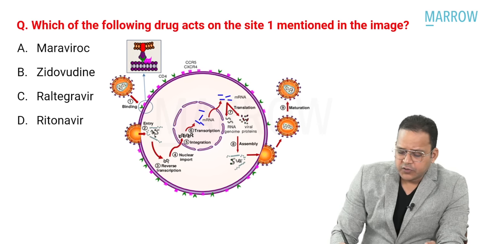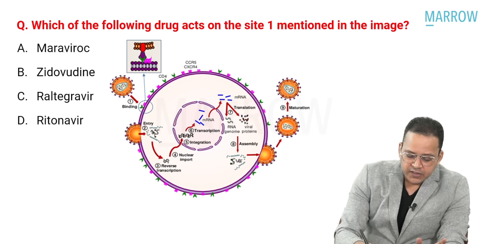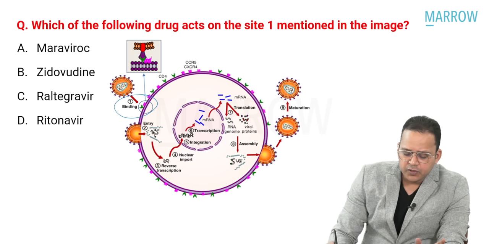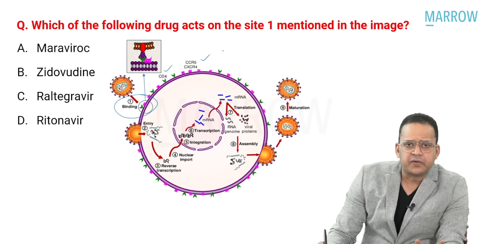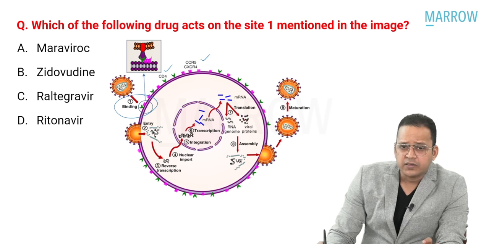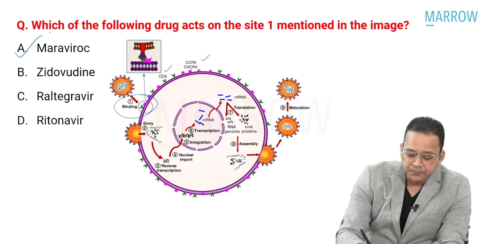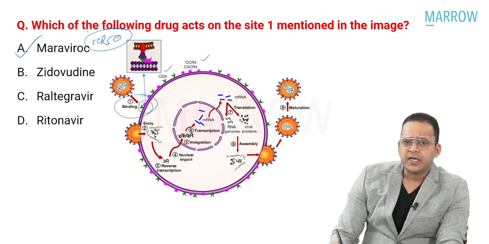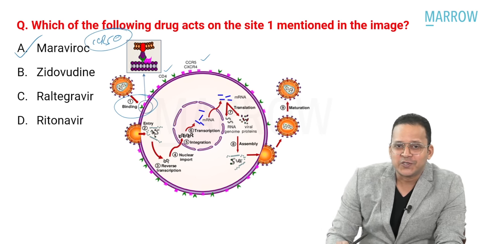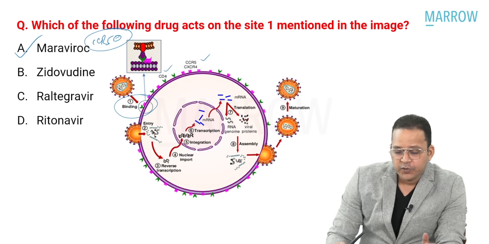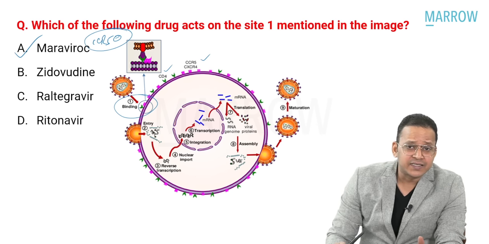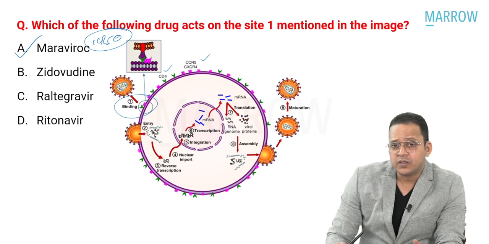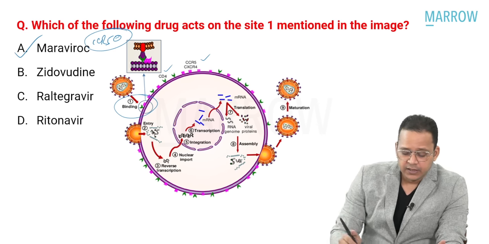Next, which of the following drugs acts on site 1 mentioned in the image? Now you can see, look at the site 1. Site 1, it is affecting the binding. So it can be either a blocker of CD4 or CCR5. Look at the options: maraviroc, zidovudine, raltegravir, ritonavir. Among these, there is only one drug which acts upon attachment, that is maraviroc, which is a CCR5 blocker. So again, tell me guys, do you think it's a difficult MCQ? No, it is not. It's an easy one. And as I said, the images which have been asked in this exam were not difficult. If you understand the basic concept of how a drug acts, it's pretty simple, right?